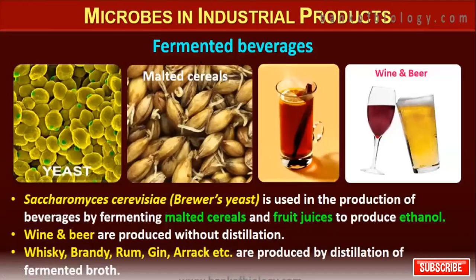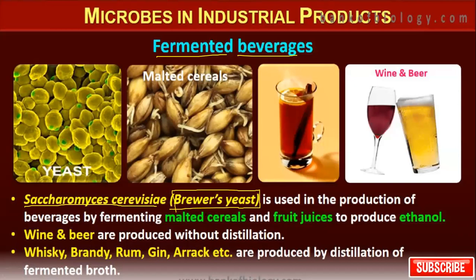Next, first we have to discuss where the microbes are used in fermented beverages. Saccharomyces cerevisiae, which is also known as the brewer's yeast. So yeast has two names. In household products, we call it baker's yeast because it is used in the production of bread. In industrial activity, you will call it brewer's yeast because it is used in the production of beverages.